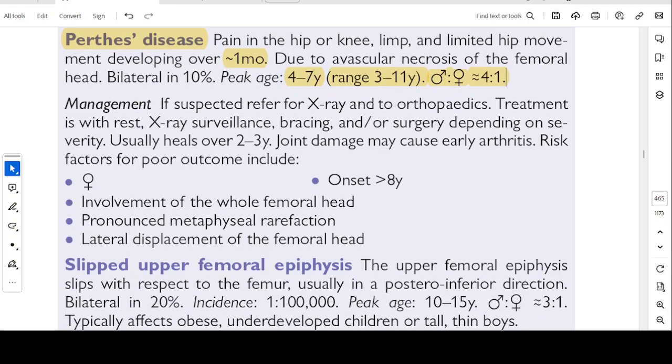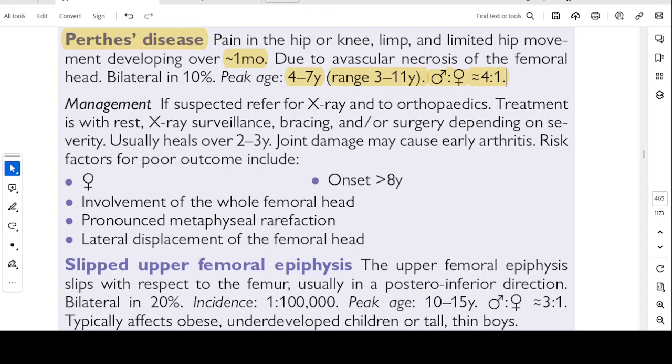Management. If you suspect it, refer for an X-ray and to orthopedics. Treatment is with rest, X-ray surveillance, bracing or surgery depending on the severity. Usually heals over 2 to 3 years. Joint damage may cause early arthritis.